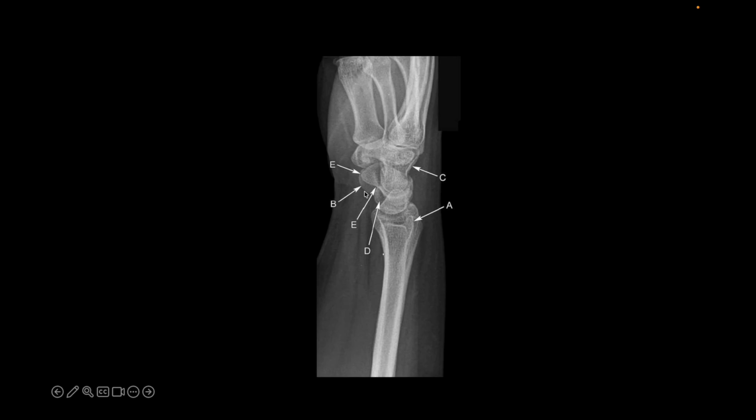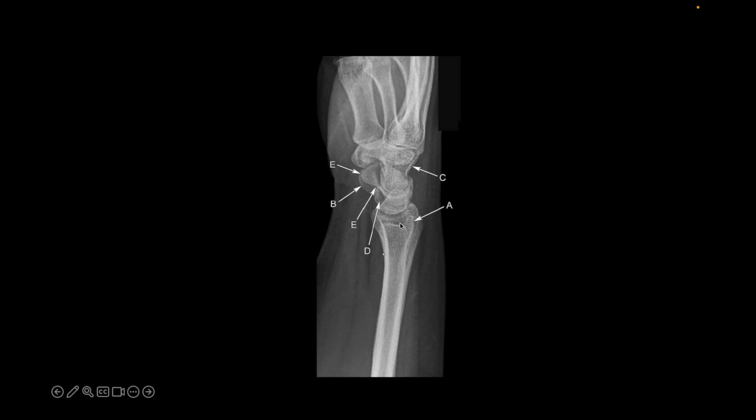The other bone in this area is the pisiform, which is that round bone just at the volar margin of the triquetrum. And depending on how the wrist is angulated, one of them is in front and the other one is behind. But that's not always the best way to differentiate the two.